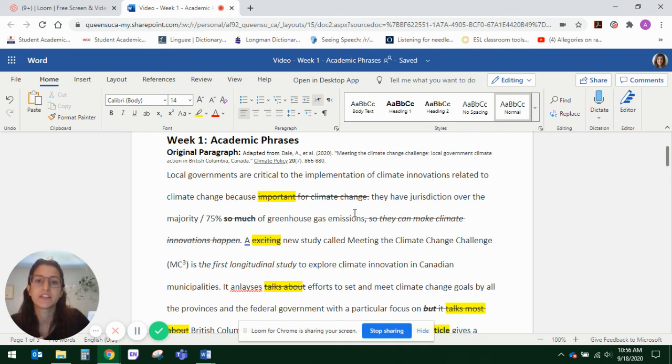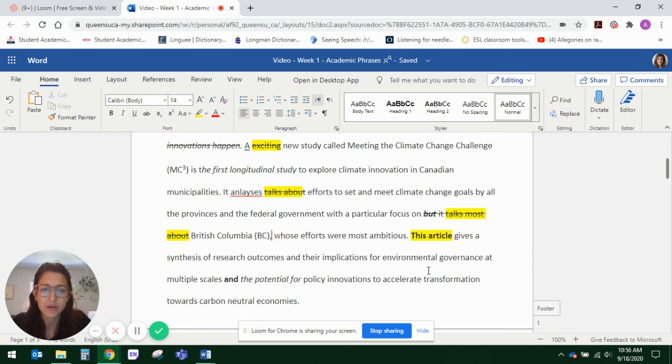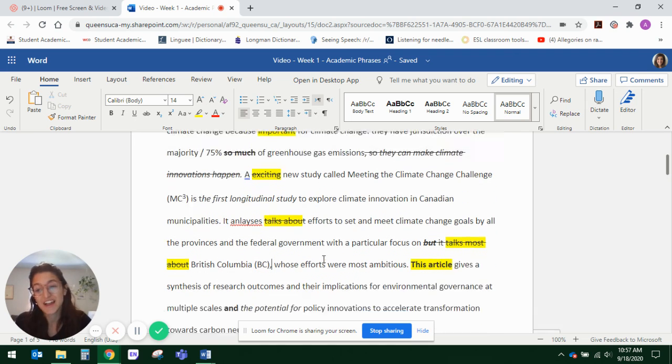Local governments are critical to the implementation of climate innovations related to climate change because they have jurisdiction over the majority of greenhouse gas emissions. A new study called Meeting the Climate Change Challenge is the first longitudinal study to explore climate innovation in Canadian municipalities. It analyzes efforts to set and meet climate change goals by all the provinces and the federal government, with a particular focus on British Columbia, whose efforts were most ambitious. This article gives a synthesis of research outcomes and their implications for environmental governance at multiple scales, and the potential for policy innovations to accelerate transformation toward carbon neutral economies. So that's our edited paragraph.